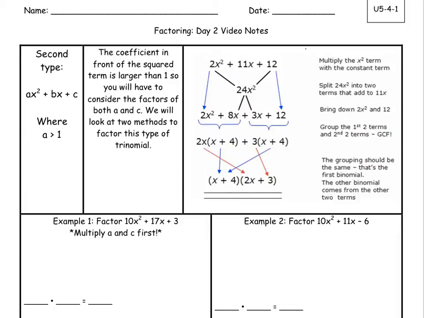Okay, as I said previously, this is the second type of polynomial we're going to look at, and again, this is in standard form. We're going to look at polynomials where a is bigger than 1. So if you look at this polynomial, 2x squared plus 11x plus 12, we have the number 2 here. So how do we factor this polynomial if there's a 2 here? How does that affect the middle term? How does that affect the last term? Or does it affect both the middle term and the last term?